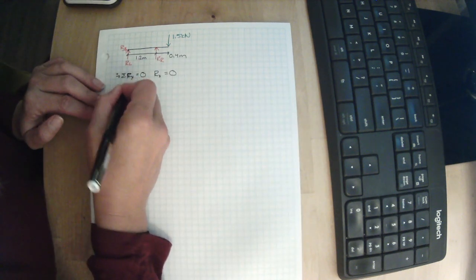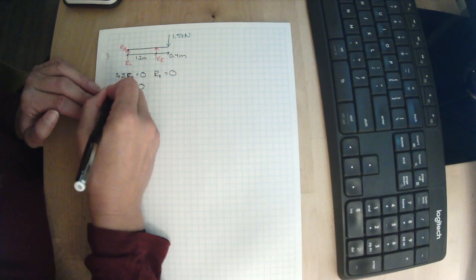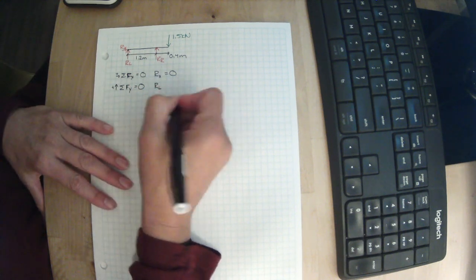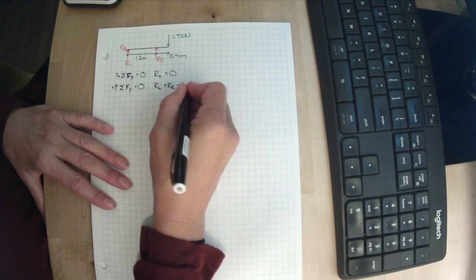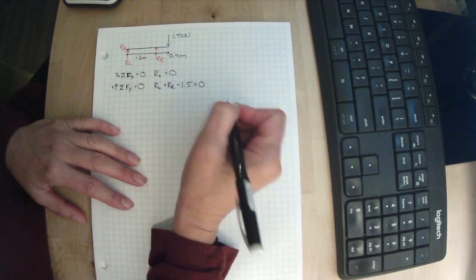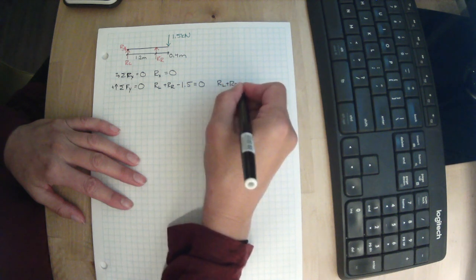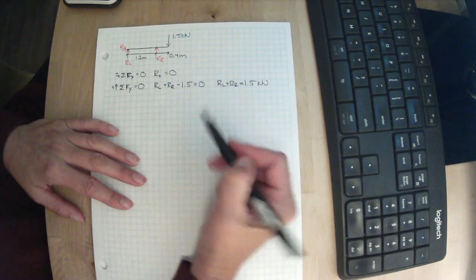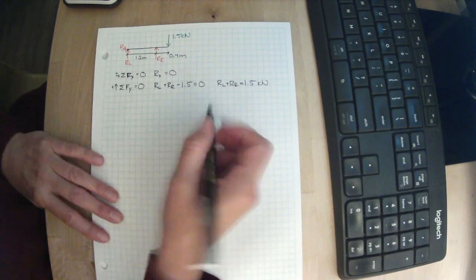Let's sum our forces in the y direction, where everything upwards is positive. We have RL going upwards, and RR going upwards, and our 1.5 kilonewtons going downwards, which is negative. RL plus RR equals 1.5 kilonewtons. So those two added up have to equal 1.5 kilonewtons, but we don't know what their individual component is.